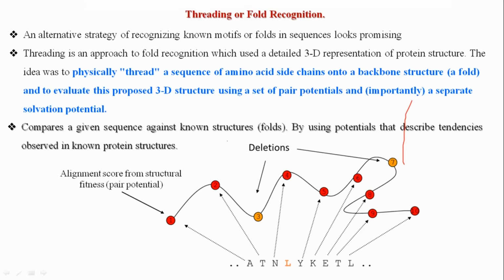This is the basic difference between the comparative model, homology model, or fold threading method. Here, sequence alignment is done against the sequence only, not the entire known structure. But in the case of homology model, we are comparing against a known structure, that is, the complete structure. Here only known folds. Based on the alignment score from the structure and sequence alignment, identical fitness or potential score, and some deletions, it will generate the model.